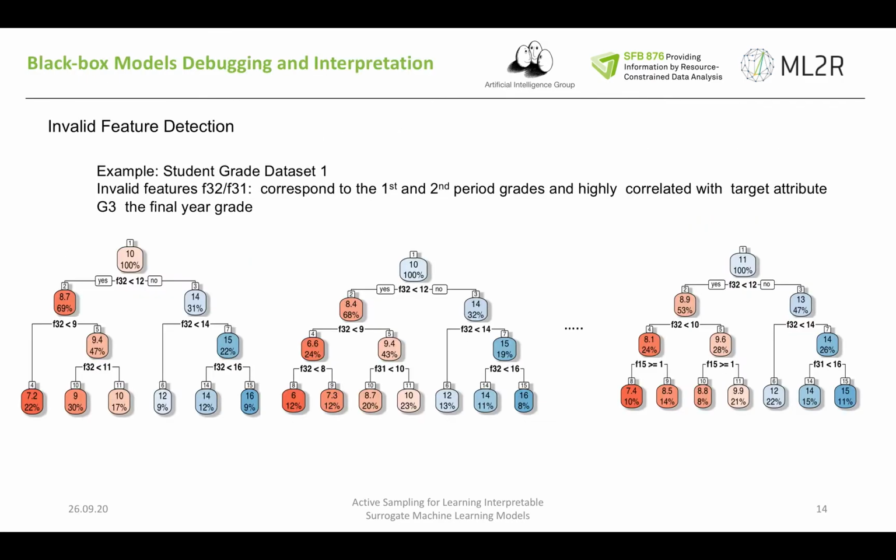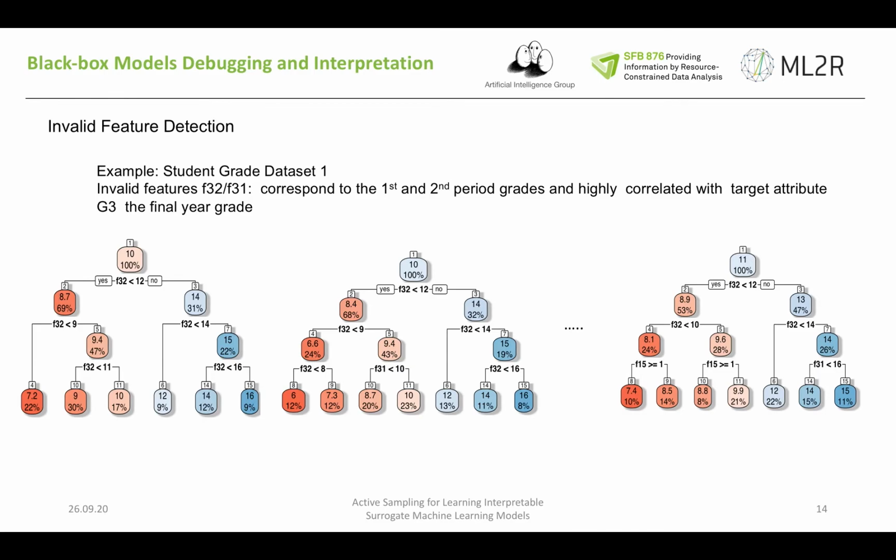Now I would like to show you some aspects of model debugging and interpretation using surrogate decision trees. First aspect is invalid feature detection. Invalid features here are meant the features that are highly correlated with the response variable. Of course, they make the prediction task easier. However, they omit the influence of the remaining attributes that may be useful to understand more aspects about the data.